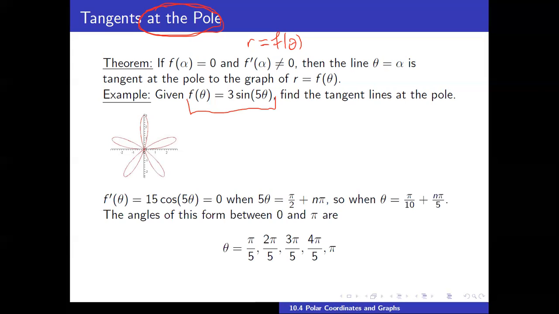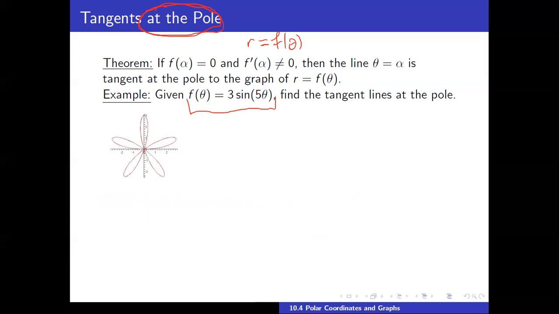Wait, hang on a second. Something's not right with this. What should I have been looking for? Sorry, let me back up here. I want places where what is 0, not the derivative, but what? Just the sine function. So what you would do is you would say f of theta needs to be 0. So that means I would set sine of what equal to 0? Sine of 5 theta would need to be 0.